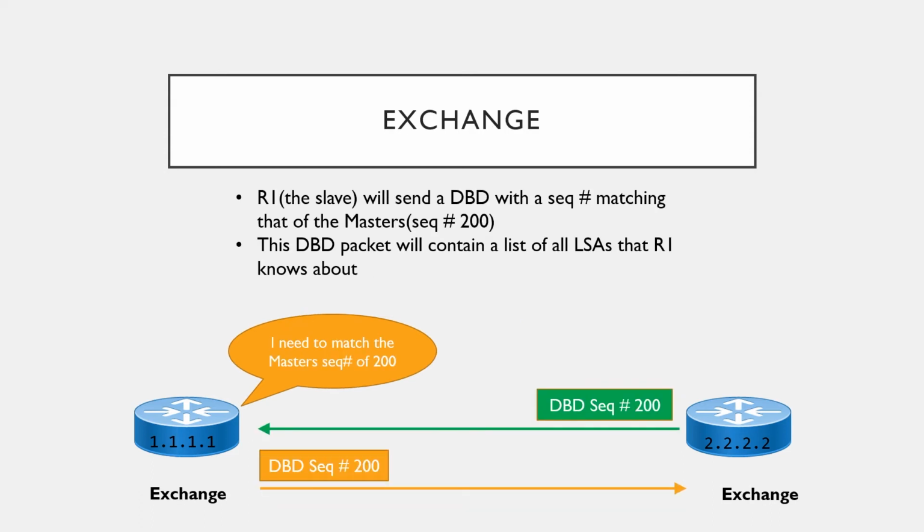And so what's going to happen is that now that R1 knows that he's the slave, he has to send out a database descriptor packet matching the sequence number to that of R2's packet. So since R2 sent it with a sequence number of 200, R1 has to match it with a sequence of 200. And this database descriptor packet will contain a list of LSAs that R1 knows about. So R2 sent a packet, and R1 is essentially acknowledging it, saying, I received it, by sending another packet with the same exact sequence number. And he's going to include some information about his link state database, a few of his LSAs.